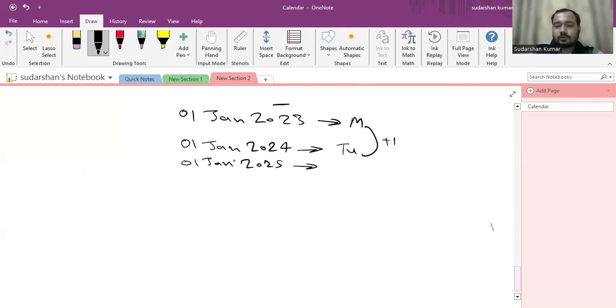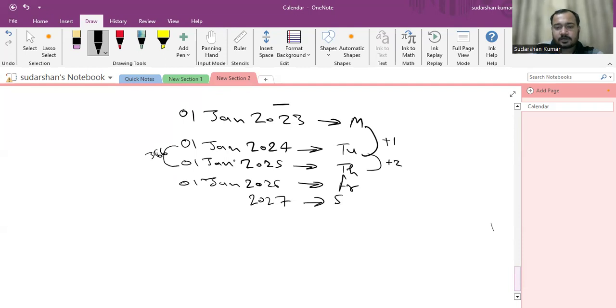We add 2 because from 1 January 2024 to 1 January 2025, there is a gap of 366 days. Here will be 29 Feb 2024. So we add here 2. So when we add 2, the day will become Thursday on 1 January 2026. There is no 29 Feb between these dates. We add 1. So the day will become Friday on 1 January 2027.